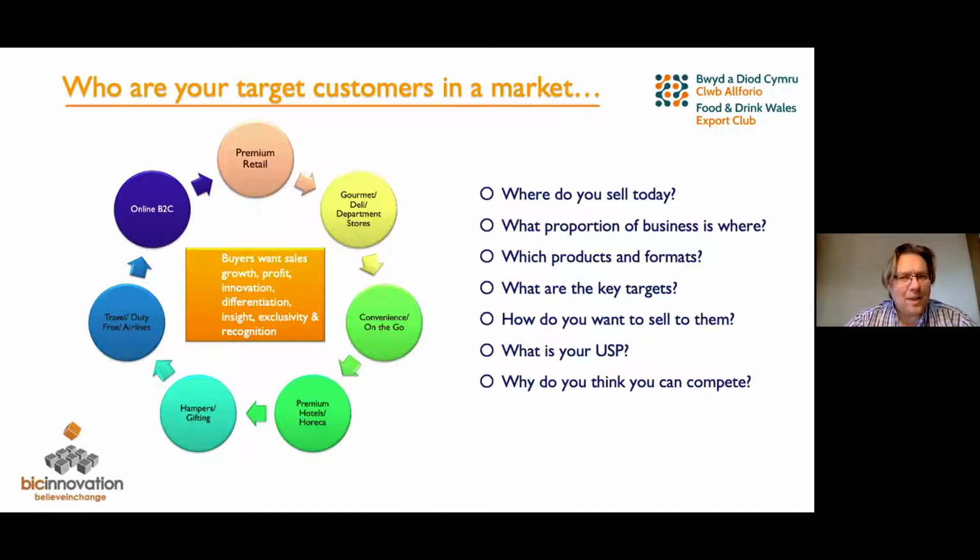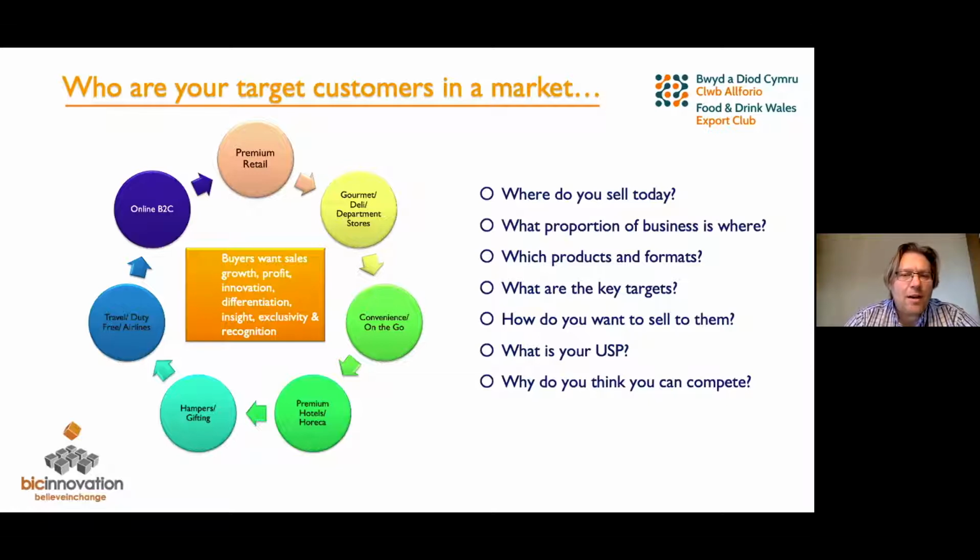That gives you an idea of where to target if you're going overseas. What you're doing in your home market should steer you towards the types of places where you want to sell your products. If you sell 60% of your UK business into premium retail, that gives you a pretty good steer that those are the avenues to target in an overseas market. Then, what products and formats do I sell in the home market, and do they work in that foreign market?